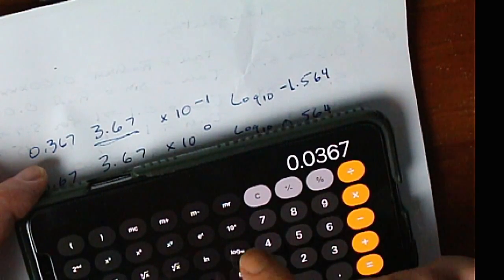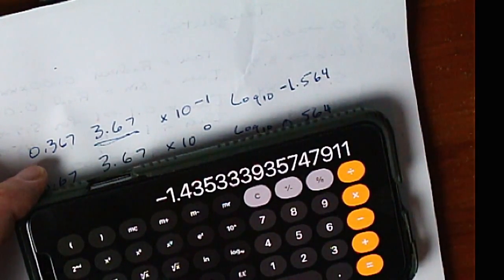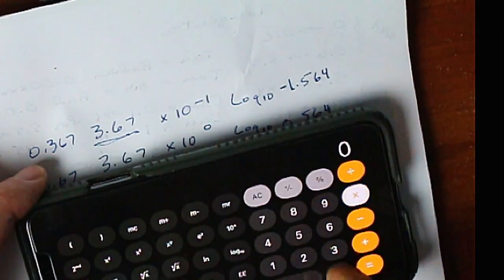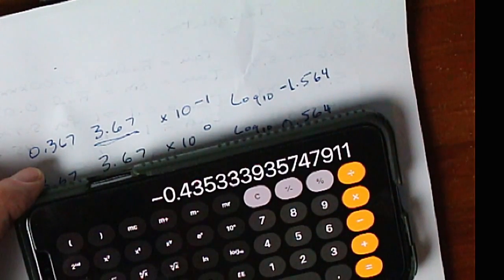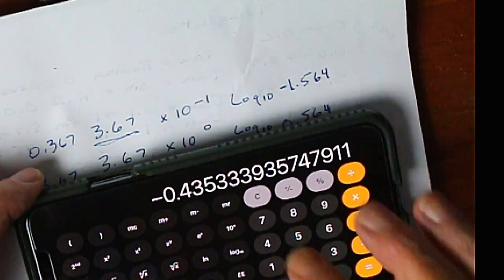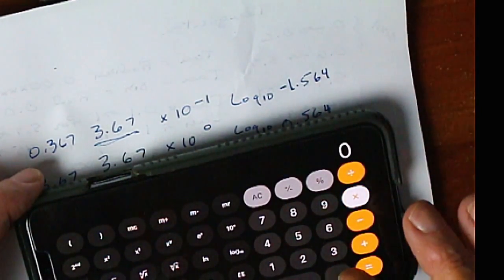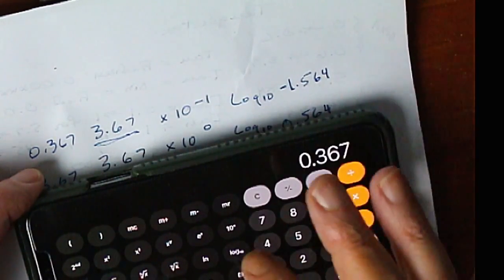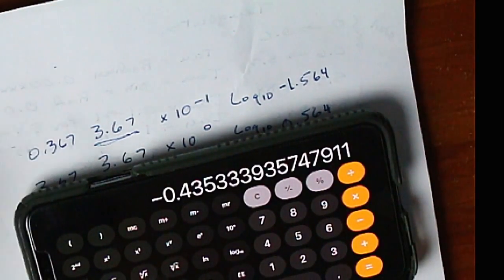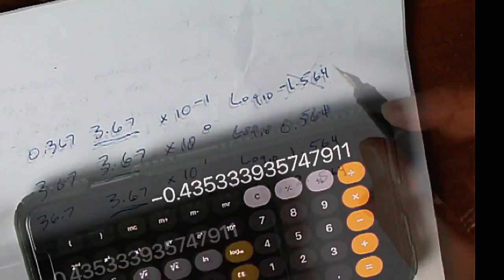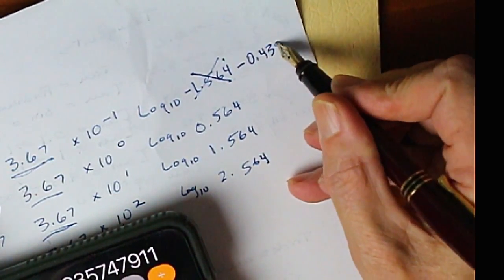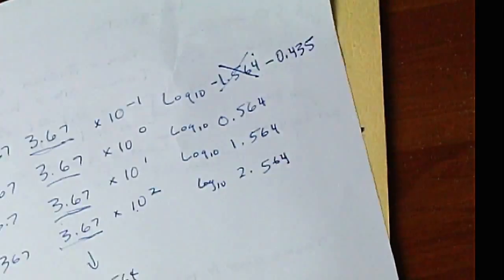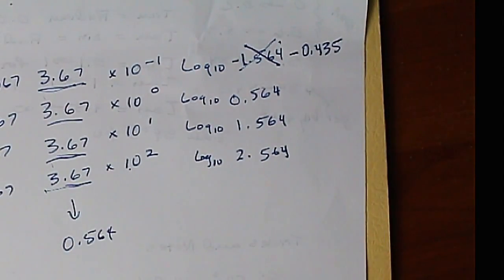Now, 0.367. And we're going to do log 10. Ooh, that doesn't look right. Let's do that one again. 0.367, log 10. We got a different number. Do it one more time just to make sure. 0.367, log 10. Yep. So that's wrong. That's actually negative 0.435. Now, why is that? Let's go over to the board and find out.